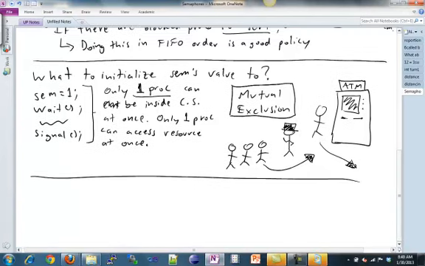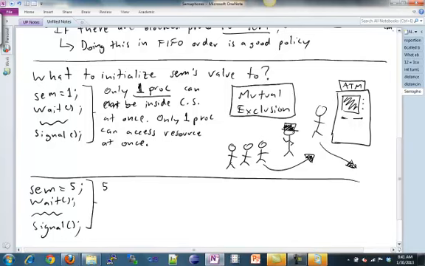Now, what if I initialize my semaphore to some number that's greater than 1? Let's initialize it to 5. And then we have a critical section. Remember, critical sections start with a wait, because that means you want to enter the critical section. Then there's some stuff, and then there's a signal. Okay, so this means that 5 processes can enter the critical section at a time.